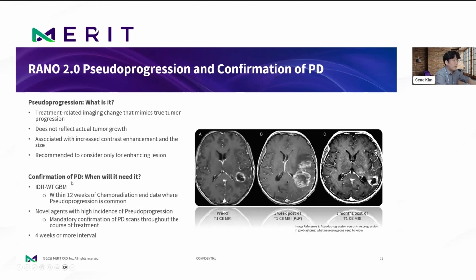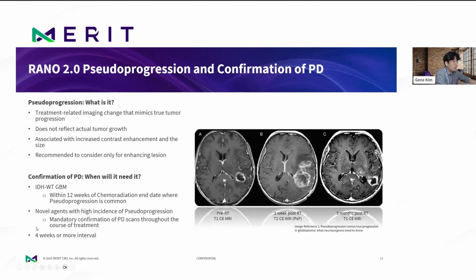So confirmation of PD is based upon these progression considerations. So when is this pseudoprogression consideration needed? It would be for IDH wild type glioblastoma, within the 12 weeks of the chemoradiation end date, where pseudoprogression is very common. So there will be a confirmation of PD to ensure whether it is a true progression or pseudoprogression, and it should be mandatory for the first 12 weeks in this patient population.